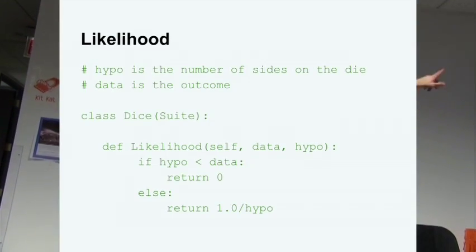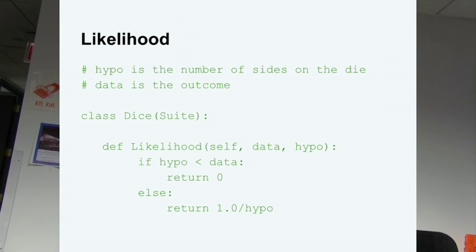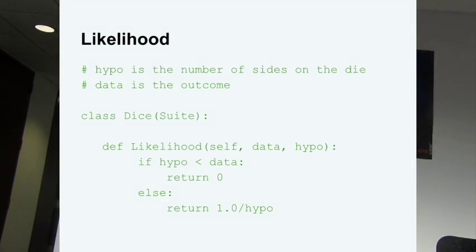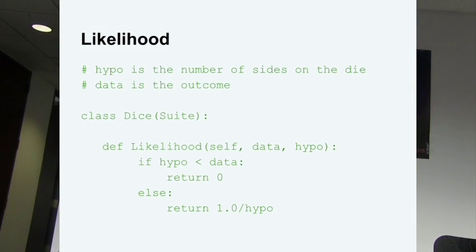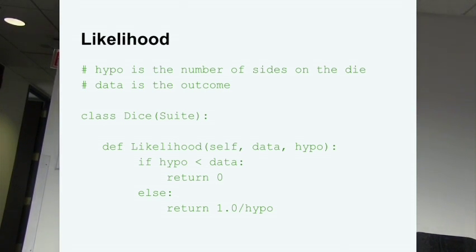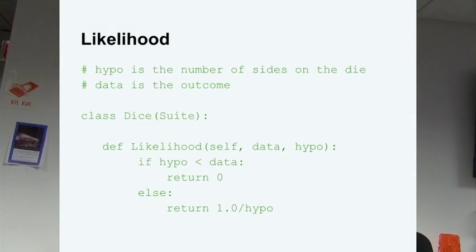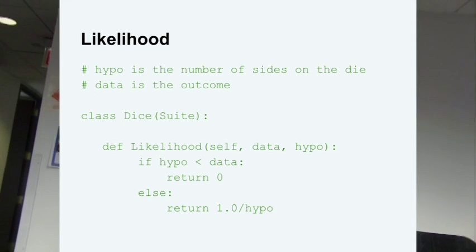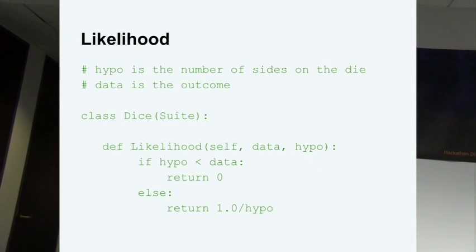Here's what that looks like. I'm going to define a new class called Dice. It inherits from Suite, so it gets the update method from Suite, and I provide likelihood. Likelihood takes two parameters, the data and the hypothesis, and my job is to compute the likelihood of the data under the hypothesis. The hypothesis is the hypothetical number of sides on the die, and the datum, in this case, is the outcome of the roll, the 6. So if the hypothetical number of sides is less than the outcome, well, that can't happen, so I return 0. Otherwise, the likelihood is 1 over the hypothetical number of sides. That's it. That's the likelihood function.